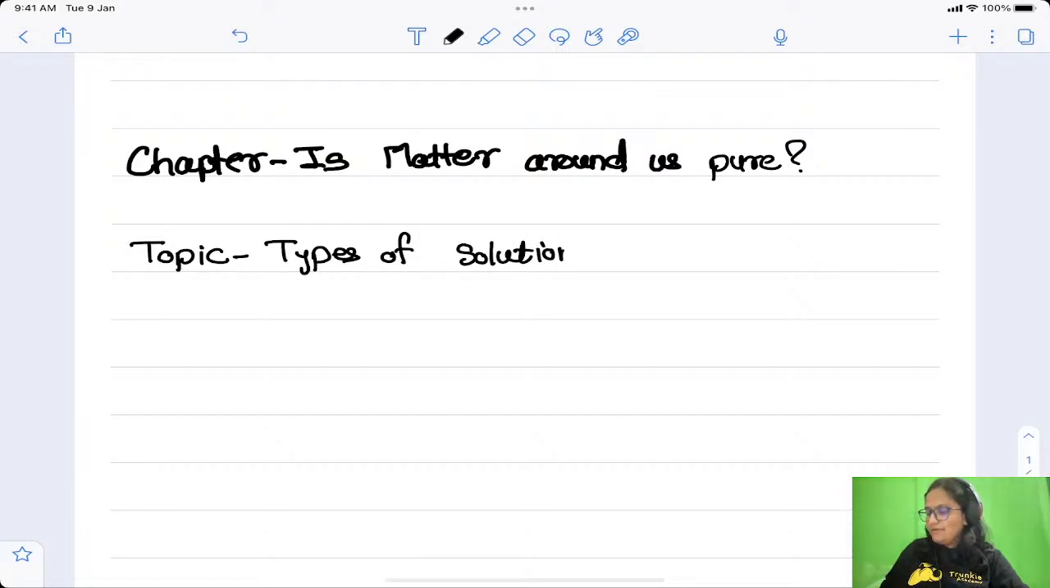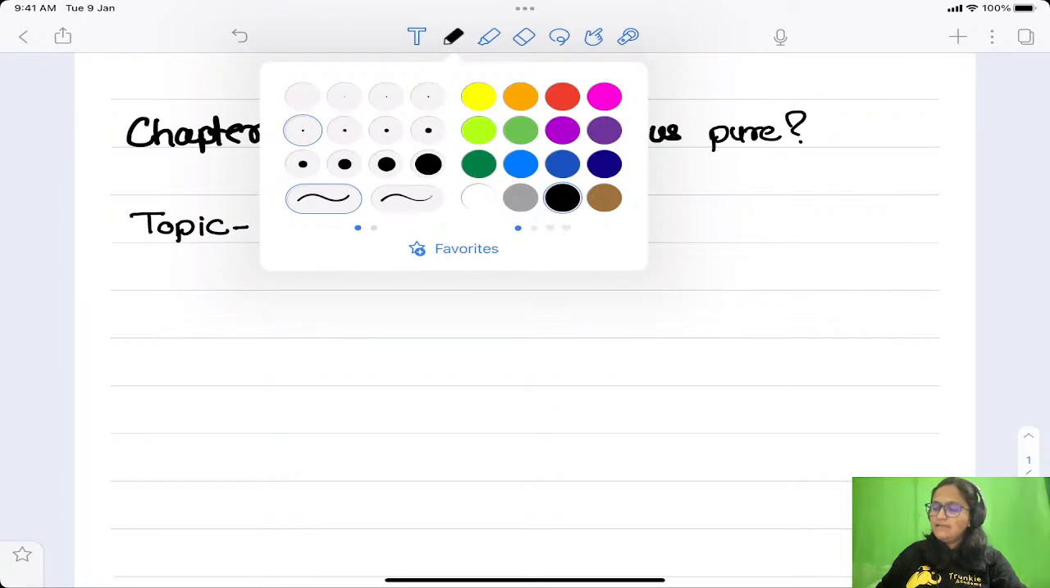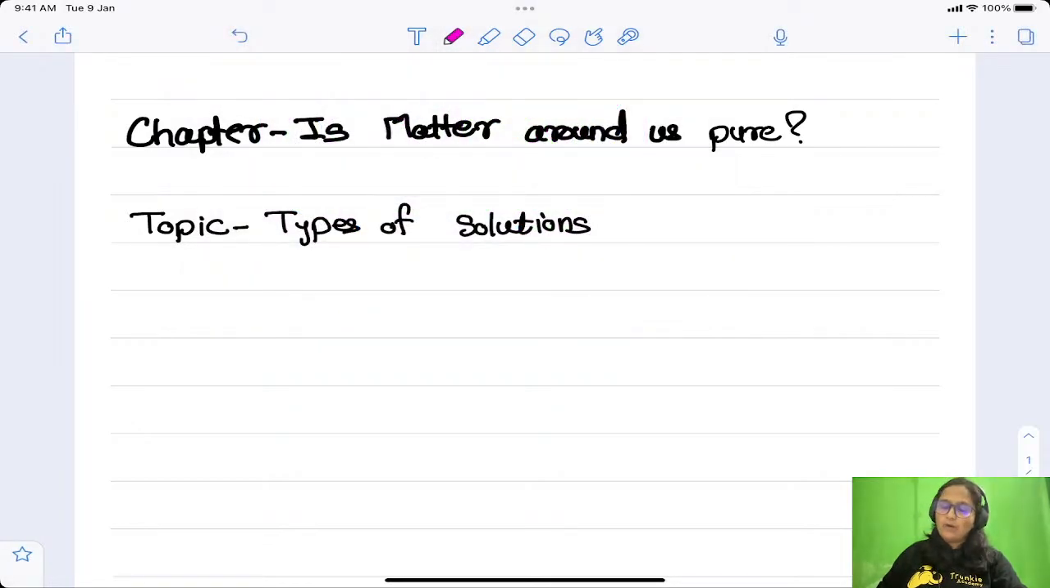If you remember, we have seen different types of solutions in the last class based on different criteria, like based on the number of components present in it, that is binary, ternary, quaternary, etc. Then based on the nature or physical state of the solute as well as solvent in it, that is solid, liquid or gaseous physical state. Then based on the amount or quantity of solute present in the solution, that is saturated, supersaturated and unsaturated solution. So these three types we have already discussed in the previous class.